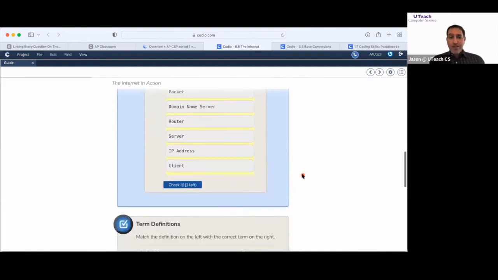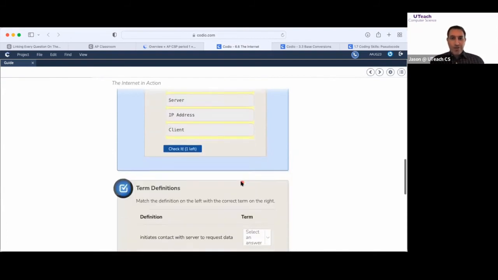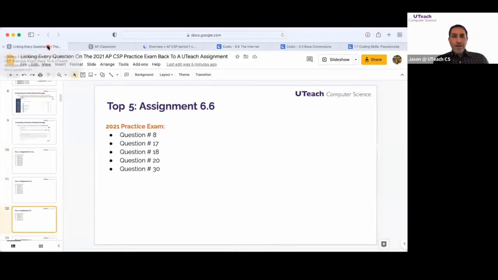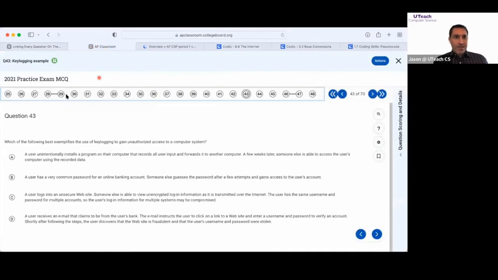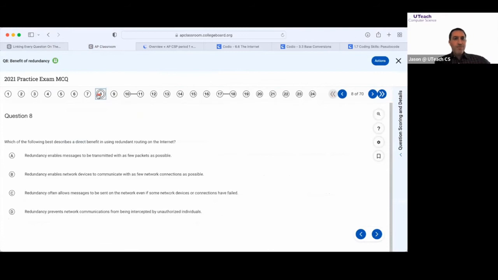So this over here is a Parsons problem where they put this in the order of how the internet flows. And then this is just vocabulary. And both of these are heavily tested. All right. And let's just take a look. So question 8 and 17, let's just take a look at those 2 questions. Question 8 talks about redundancy. Okay.